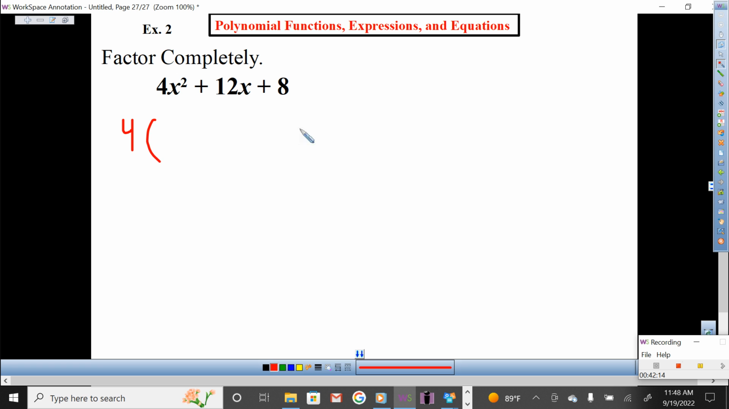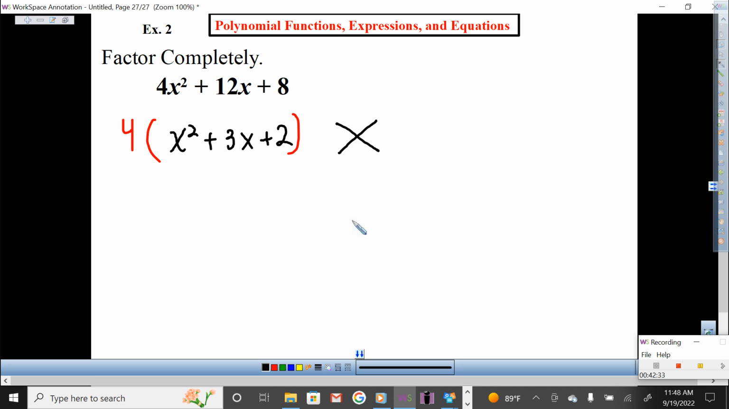4. Okay. So, yeah, because each term is divided by 4. So what does that leave us with the first term? X squared. How about the second term? 3x. How about the last term? 2. Okay. Does this look familiar? Yeah.